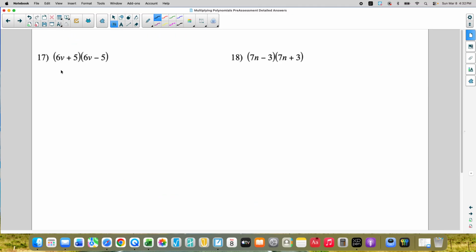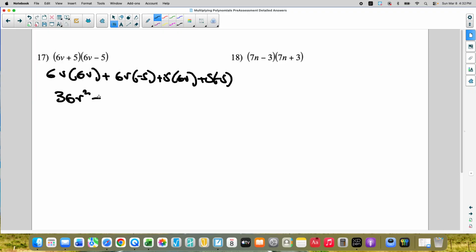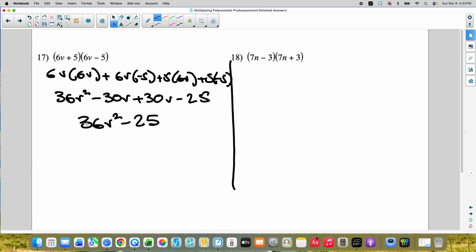Here we again have conjugates. So I know that my inside and outside will cancel. I'm not going to shortcut and not do the work. I'm still going to show the work and write out the products because it takes 2 seconds to write it out. That's 36v squared minus 30v plus 30v minus 25. My outside and inside do cancel like I was expecting them. We get 36v squared minus 25. And does it have the characteristics? Yeah. 2 terms, subtraction, both perfect squares.